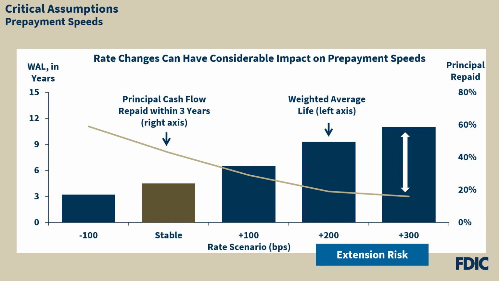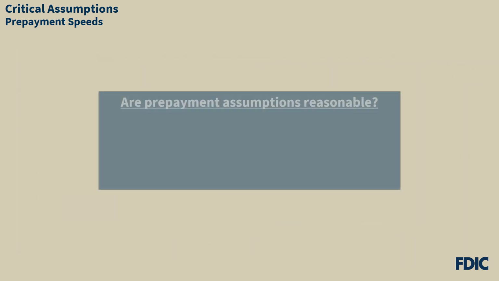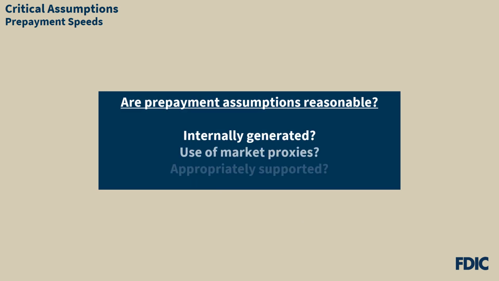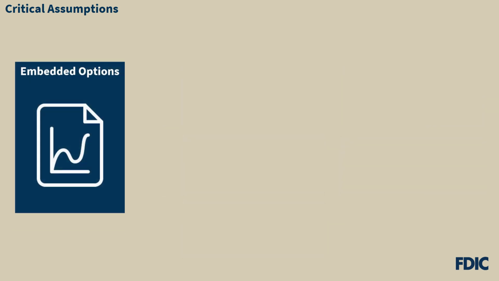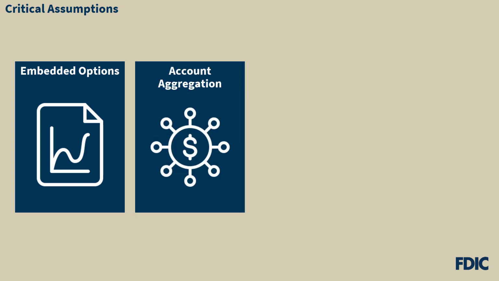Because prepayment assumptions are important, understanding management's prepayment estimates is an important part of interest rate risk management. Are the assumptions internally generated or based on market proxies? Are they appropriately supported? As we mentioned, there are many assumptions to consider when developing interest rate risk models. Other assumptions include embedded options, such as the ability for a customer to prepay a loan or terminate a time deposit before maturity, and account aggregation, or grouping similar items together and dissimilar items separately for modeling purposes.